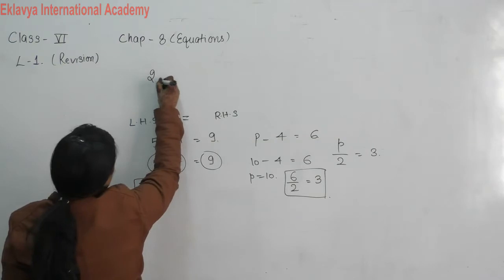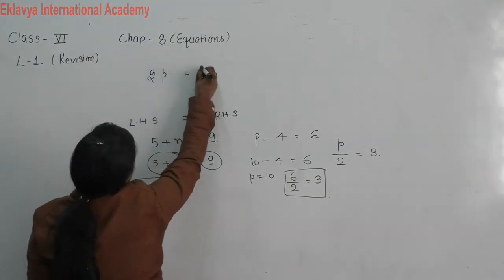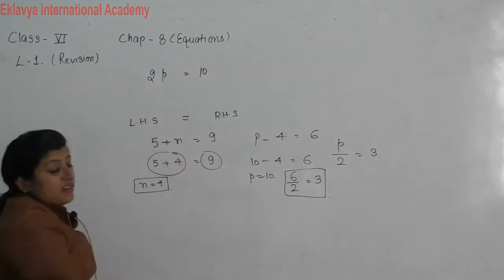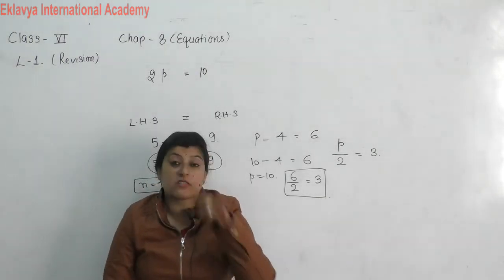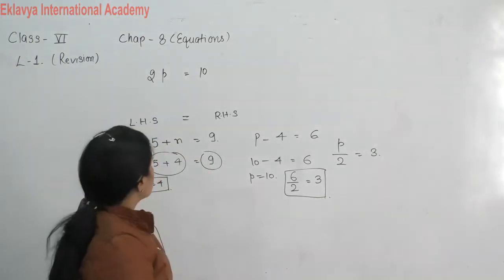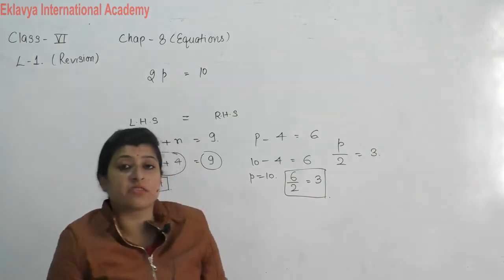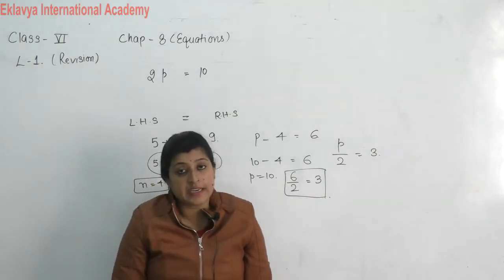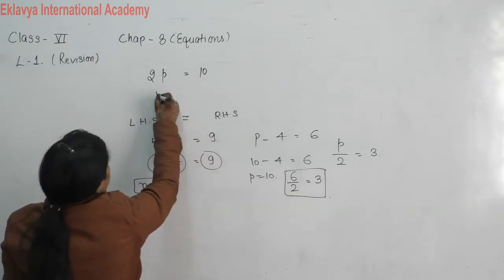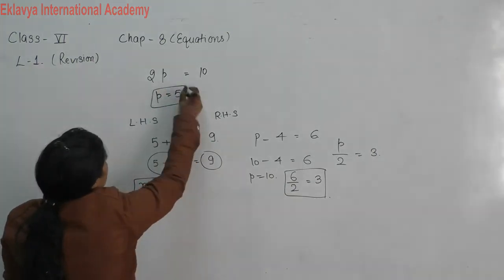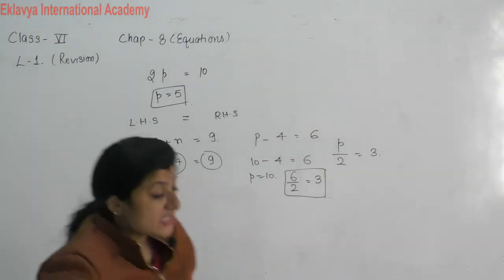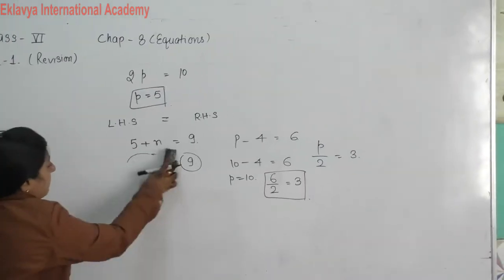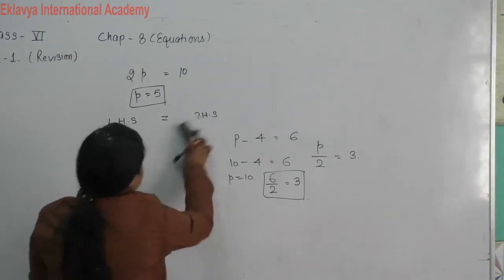Similarly, if I write down 2P is equal to 10, then what will be the value of P? The value of P is equal to 5. It becomes 2 multiplied by 5 is equal to 10. 2 5s are 10. Then we can say P is equal to 5 is the solution of this equation. So this is solving by mental inspection.